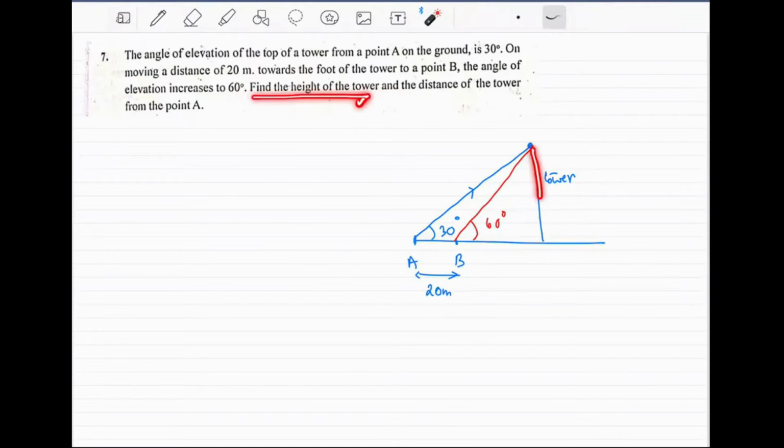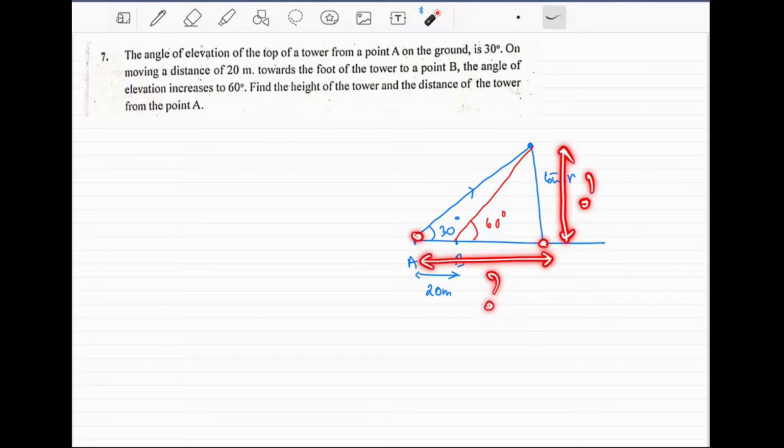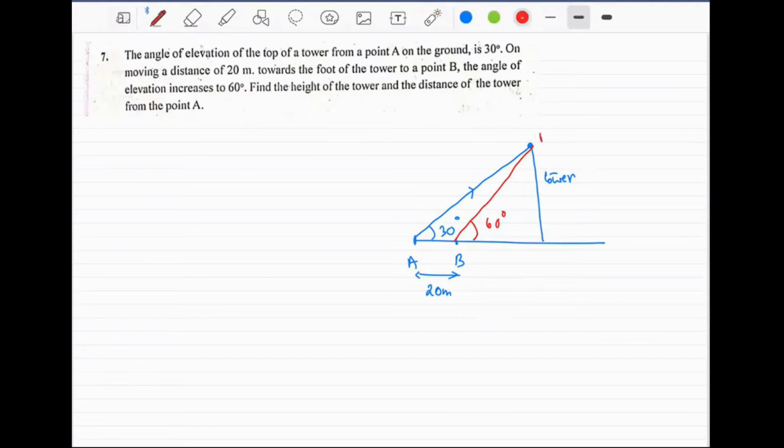Where is the tower? This one, right? Height of the tower is how much? And the distance of the tower from the point A. How far is the tower from the point A? The tower is here. The question wants this distance. And how tall is the tower? This distance. Okay, let's name them. Let's name the tower PQ.